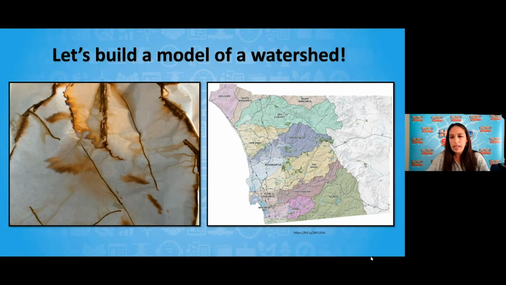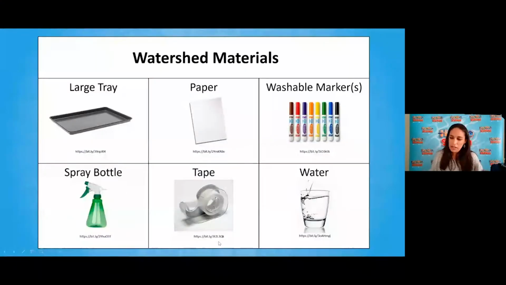So for this next section, actually, I forgot to show you the materials that you're going to need. So let me go back here. For this first part, you're going to need something like a large tray. I'm just using a container top, so I'm going to use that. You'll need a sheet of paper. You'll need maybe 1 or 2 washable markers. You'll need a spray bottle that's full of water. And if you happen to have it, you'll need some tape.